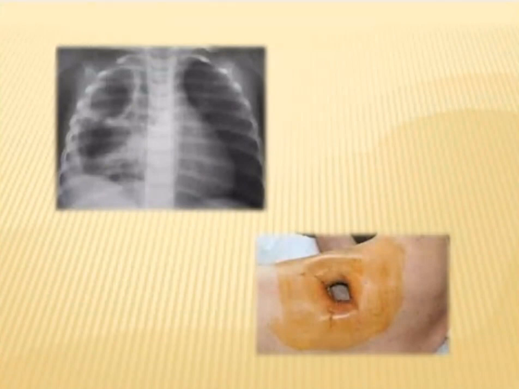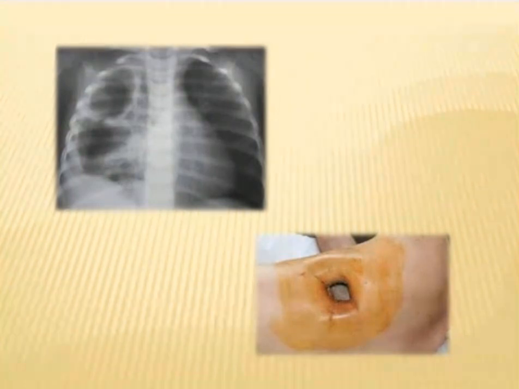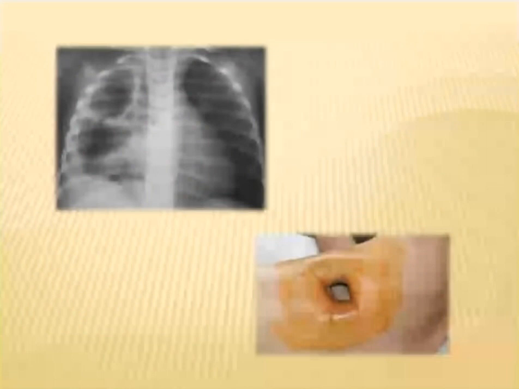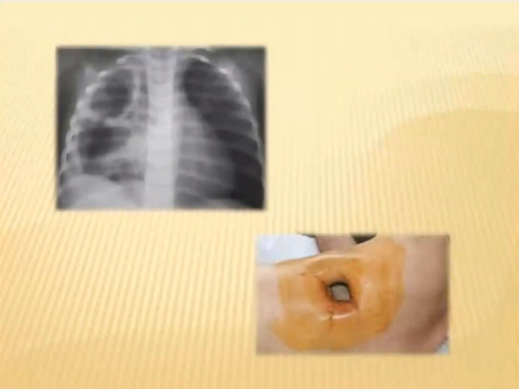I open a small window on the rib. I open the skin, subcutaneous tissue, and muscle. When I reach the ribs, I remove the periosteum of the ribs. I cut the ribs. It will be painless because the periosteum is the only painful part.